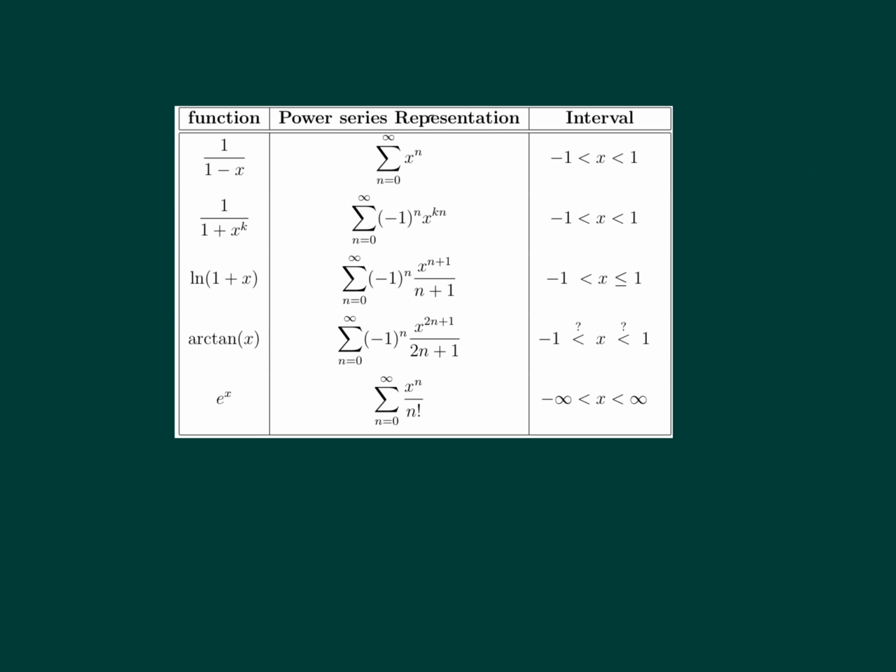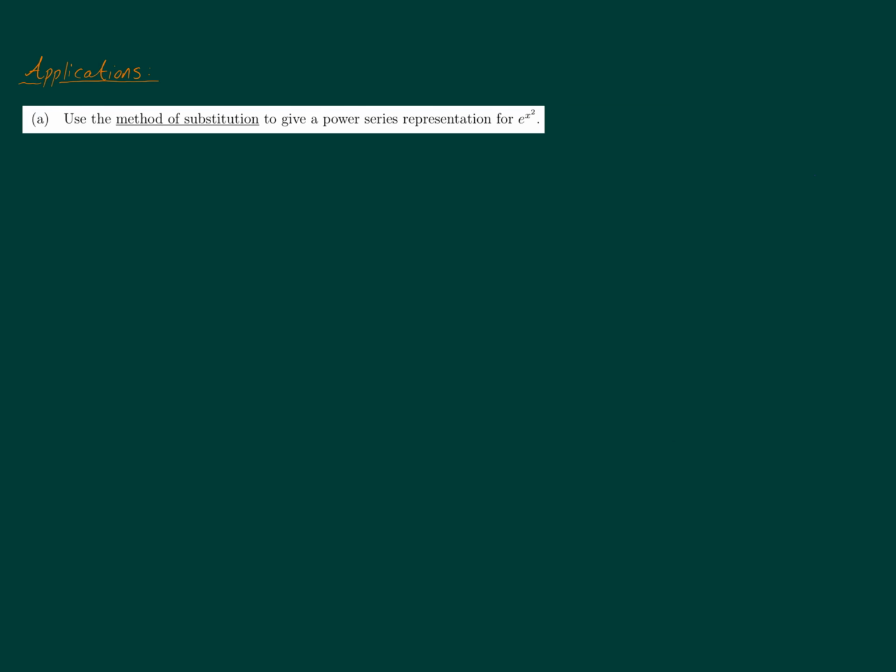Okay, so just collecting what we've established in this lecture back into the table that we had in the other power series lecture, we now have this representation for e to the x. And we know that it's valid on the entire real line. So let's look at some applications of the new representation that we have for e to the x.